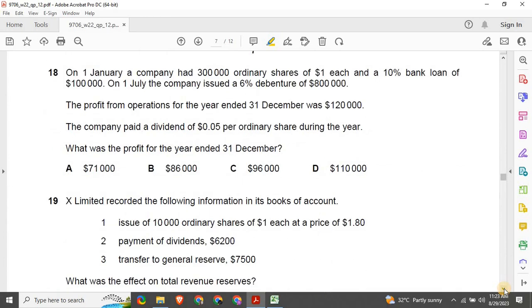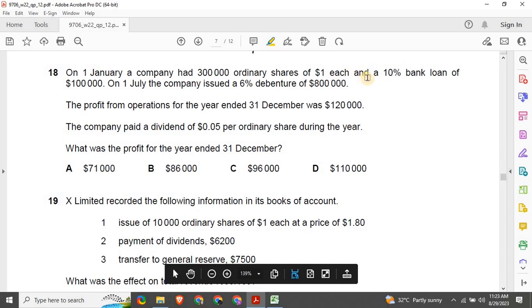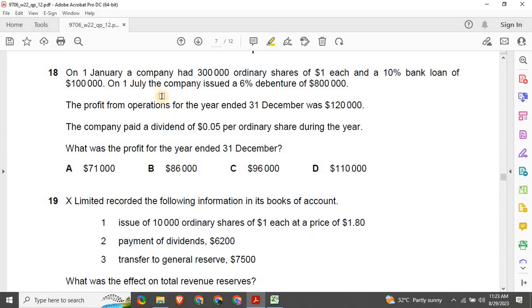Next question, question number 18. On 1st January, a company had 300,000 ordinary shares of $1 each and a 10% bank loan of 100,000. On 1st June, the company issued 6% debentures of 800,000. The profit from operations for the year ended 31st December was 120,000. The company paid a dividend of 0.50 per share during the year. What was the profit for the year ended 31st December? Okay. Now, this information out here has nothing to do with the question.